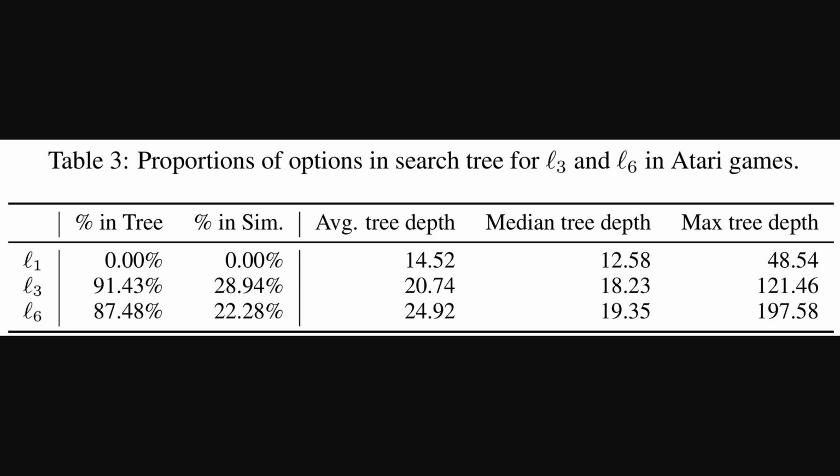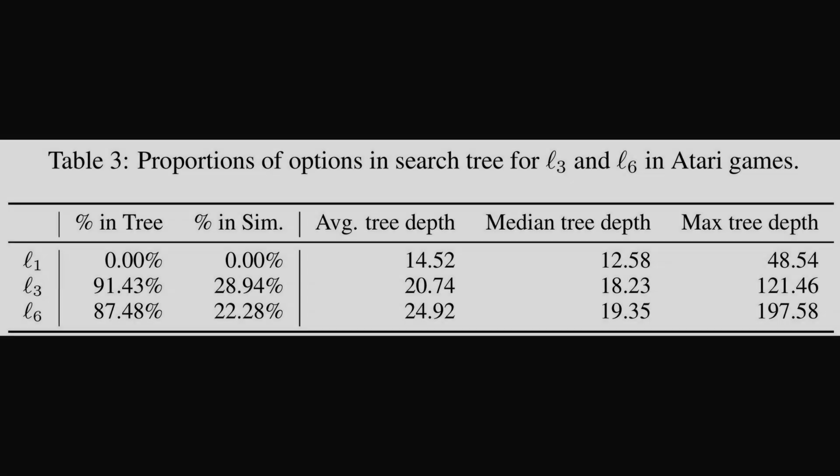Okay, looking at the search tree itself, this table provides more detail on how options influence the MCTS process for the length 3 and 6 versions. Alright, we see options make up a huge portion of the actual tree nodes, over 87%. And while they're used in a smaller percentage of simulations, around 22 to 29%, the crucial finding is the tree depth. Well, using options significantly increases the average, median, and maximum search depth compared to the baseline, showing they enable deeper planning.